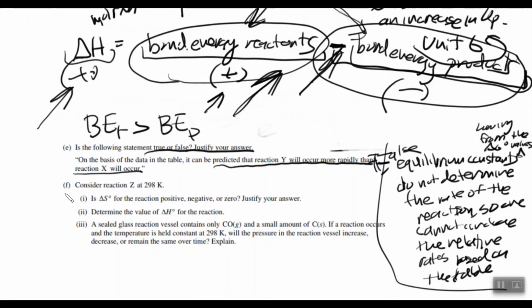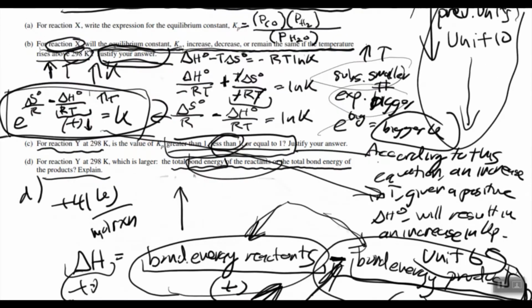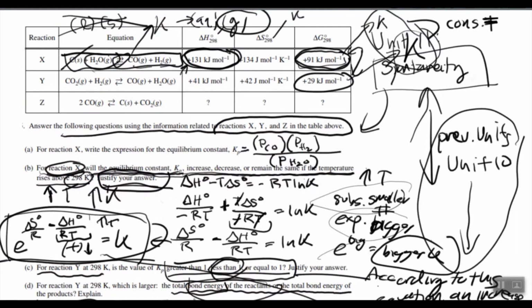Now let's do 1F I. Consider reaction Z at 298 Kelvin. Is delta S positive, negative, or 0? Let's look at reaction Z. Now, there's 1 mole of gas, there's 2 moles of gas, there's 1 mole of solid. And we can say this has a value of 100, a 1, and a 200. 101 minus 200 is negative 99. And this tells you that it has a negative delta S.